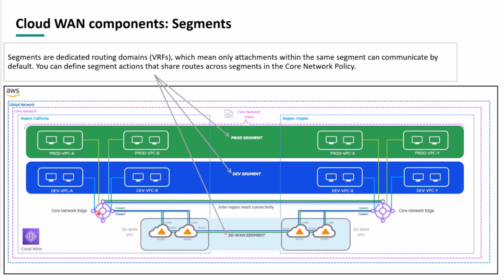And those segments can span across AWS regions, as I've shown in this diagram. So here I have 2 production VPCs in California and another 2 production VPCs in Virginia. And since I put them in the same production segment, the workloads in these VPCs can talk to each other without you having to do a bunch of things on the route tables. So that's a new capability that AWS introduced with Cloud WAN. Basically, segmenting your AWS network becomes much easier with Cloud WAN.